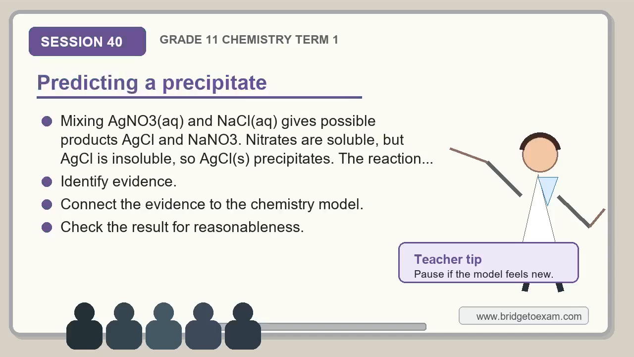Now let's work an example. Predicting a precipitate. Mixing AgNO3(aq) and sodium chloride (aq) gives possible products silver chloride and NaNO3. Nitrates are soluble, but silver chloride is insoluble, so silver chloride (s) precipitates. The reaction has a visible solid product, and a net ionic equation: Ag+ plus Cl- gives silver chloride (s). Notice how the answer comes from evidence and reasoning.